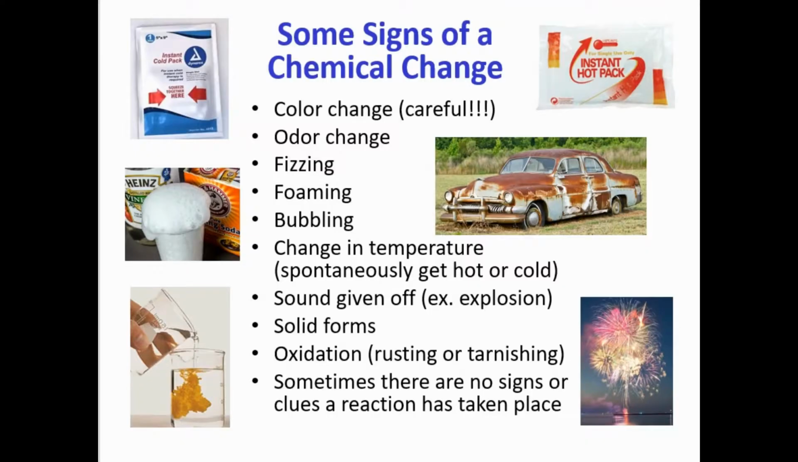Though we can't always see a chemical reaction, often we do see some signs that a chemical change has taken place. For example, a color change will often indicate that we've had a chemical reaction. But be careful. If you observe your electric stove, you notice when it's cold, it's black, but when it's hot, it's red. Some things change color just as they heat up. Sometimes they give off an odor that wasn't there before you mixed them together. Sometimes there's fizzing or foaming like we just saw, or bubbling.